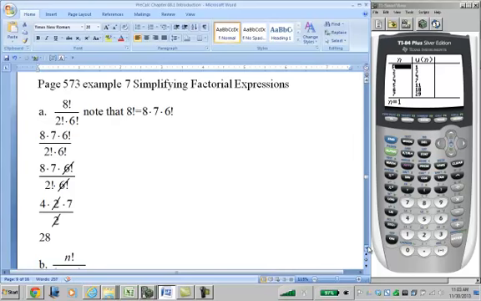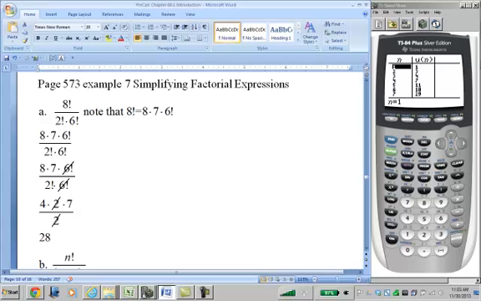Simplifying, okay, now here, let's take a look at this. 8 factorial over 2 factorial times 6 factorial. Now here's the thing you want to get. 8 factorial equals 8 times 7 times 6 times 5 times 4 times 3 times 2 times 1, which means it equals 8 times 7 factorial, or 8 times 7 times 6 factorial, or 8 times 7 times 6 times 5 factorial, or 8 times 7 times 6 times 5 times 4 factorial, etc.